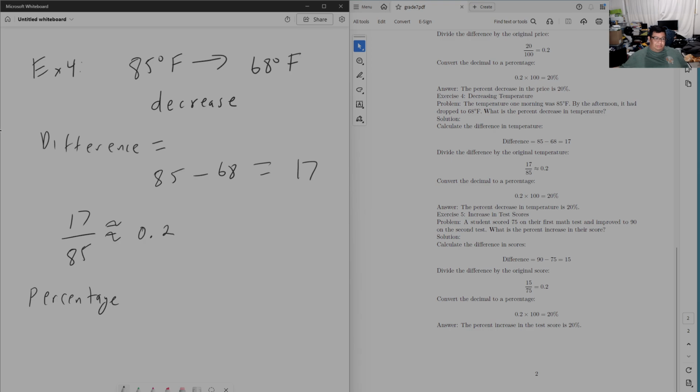Now to calculate the percent change, what do we need to do? We need to multiply 0.2 times what? Times 100. So how do we do it? We move 2 places to the right, so 1, 2. So that's going to be equal to 20%. So now let's go to exercise number 5.